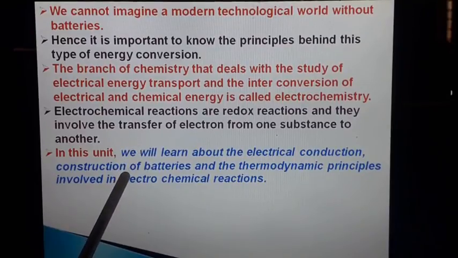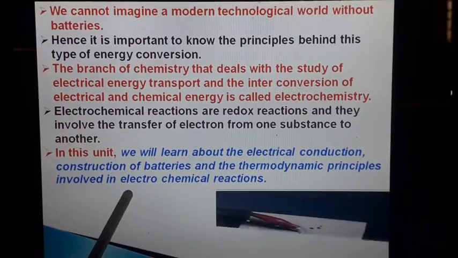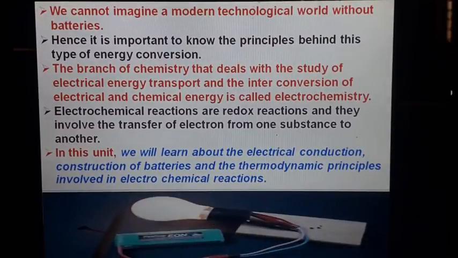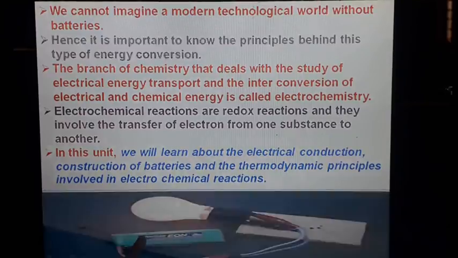In this unit, we learn about electrical conductance, construction of batteries, and thermodynamic principles involved in electrochemical reactions. Next image is an electrical appliance, a bulb connected through wire to a battery.